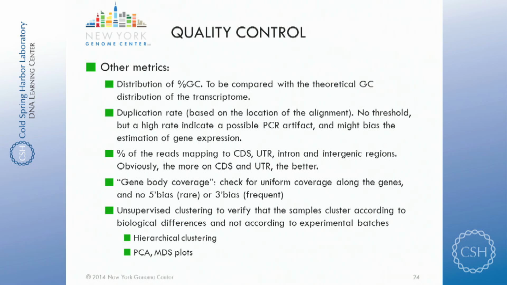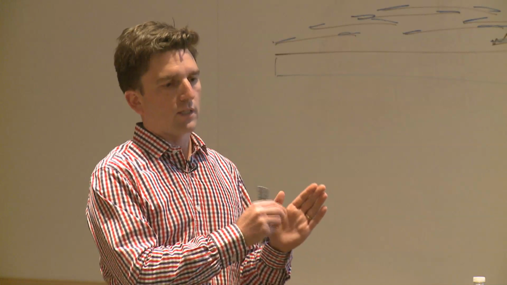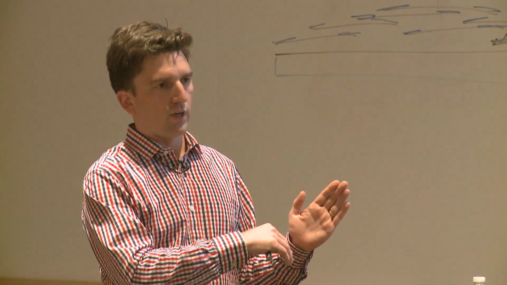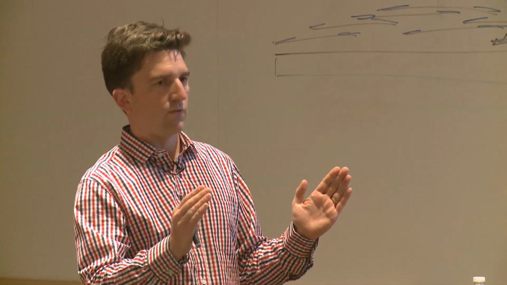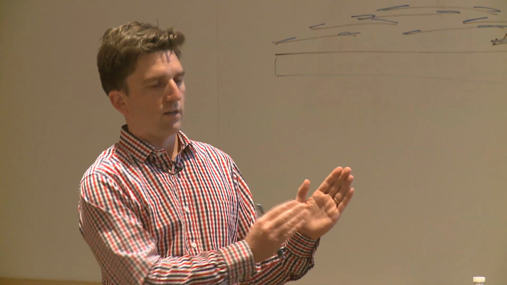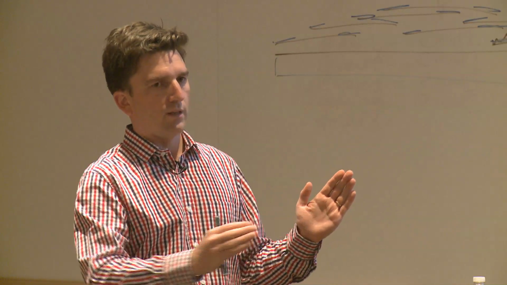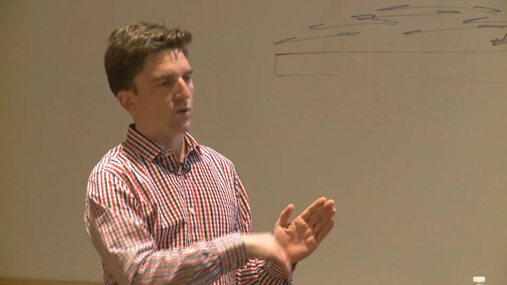Gene body coverage. You check for uniform coverage along the gene, and that you don't have a 5' bias. Those are quite rare, although we do see them sometimes. But most importantly, you don't want a 3' bias, which is more frequent because of poly-A capture. The way to look at that is by taking the annotated gene, and for each alignment, each mapping location, seeing which bin along the gene it falls into. Then you average per bin along a gene, and you get those curves.